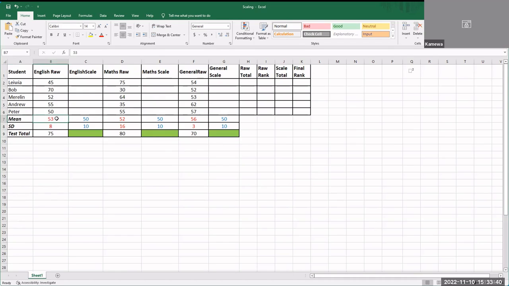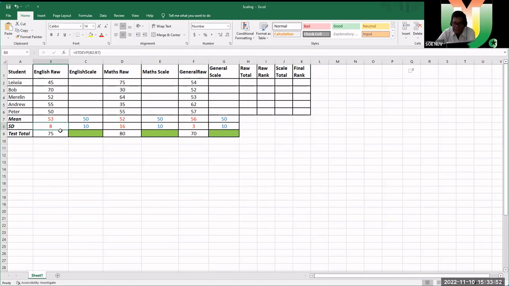The test, yes, the English test. The standard deviation here is for the English test. These red scores here are the standard deviation and mean of the test. Along the English scale column here, it is the same, but this is the common one: 50 and 10. For the math scale you also have 50 and 10, and also for general studies.